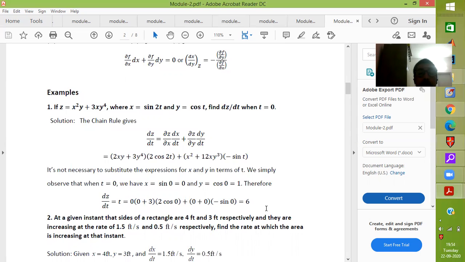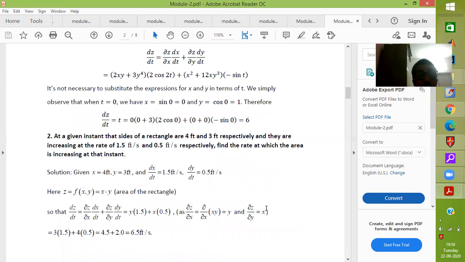You can substitute these values on the right hand side, and ultimately you get dz by dt is equal to 6. Which means that the rate at which z is changing with respect to t, taking into account the contributions of x and y directions, is totally 6. So it's varying at that particular rate.